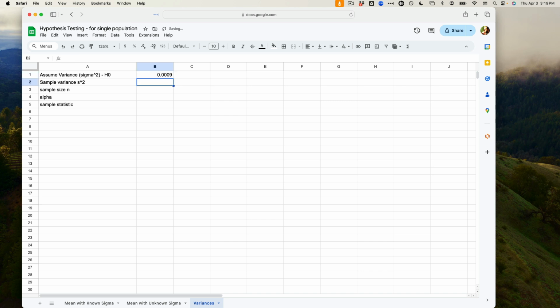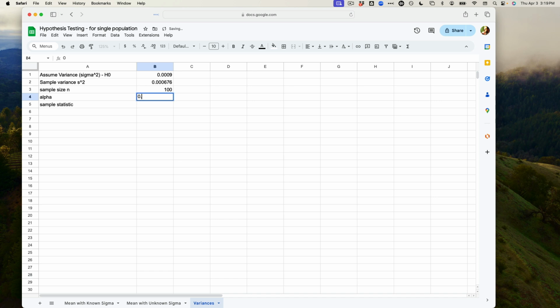Okay, 0.0009. The sample variance is, they gave us the standard deviation as 0.026 milligrams. So yes, those are the units for that. So in this case, we have 0.026 squared. Okay? Sample size was 100.